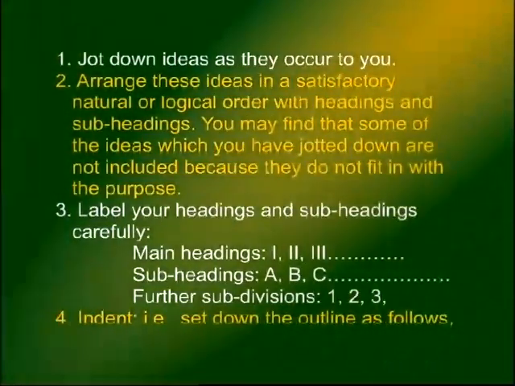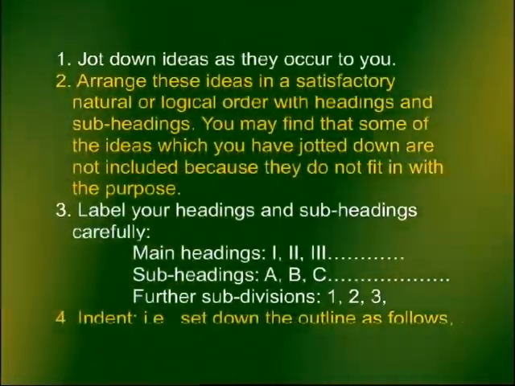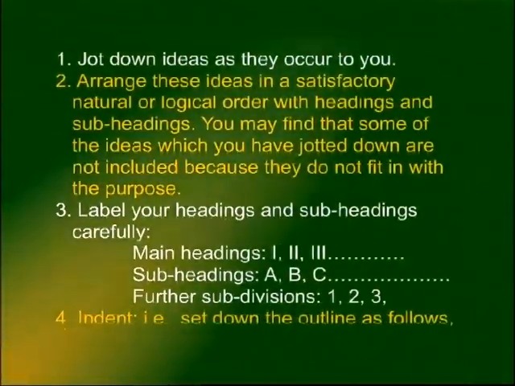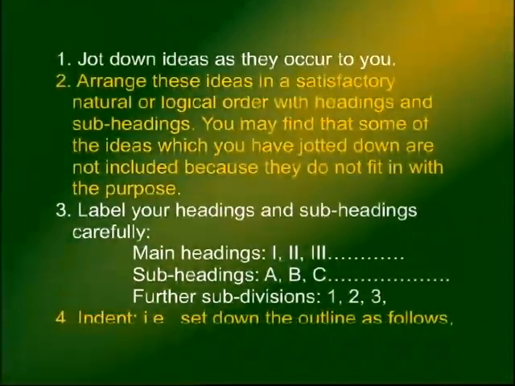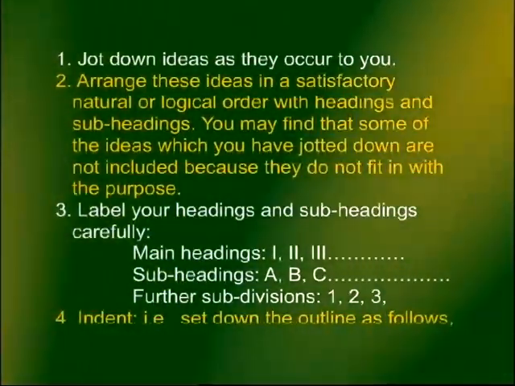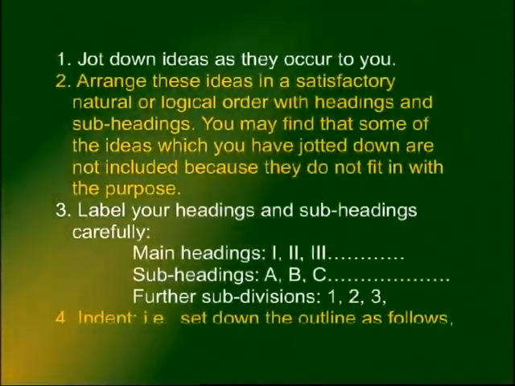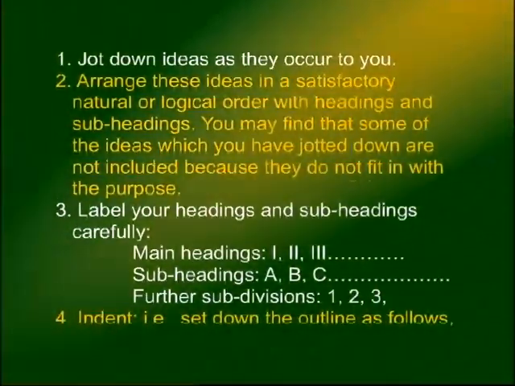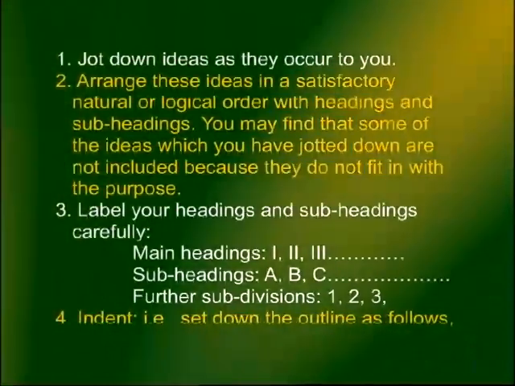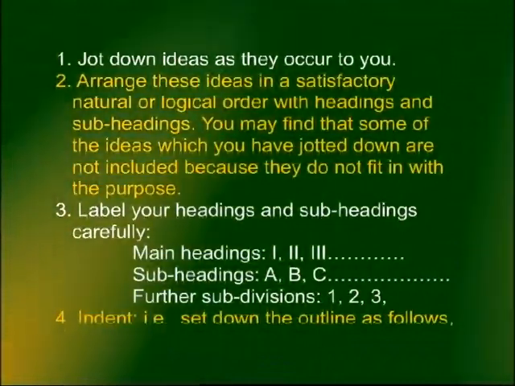Now, the third stage, and this is the stage where you begin to make an outline. You label your headings and the subheadings very carefully. For the main headings, you use Roman numerals, Roman 1, Roman 2, Roman 3. For subheadings you use the letters of the alphabet, A, B, C. And for further subdivisions of those subheadings, you may use the Arabic numerals 1, 2, 3.